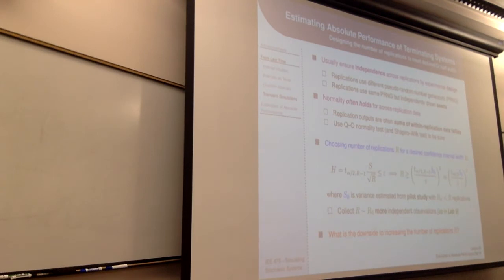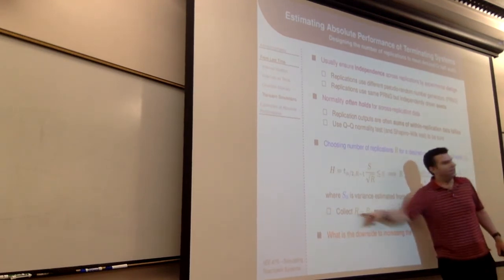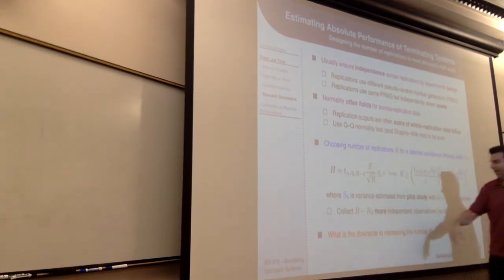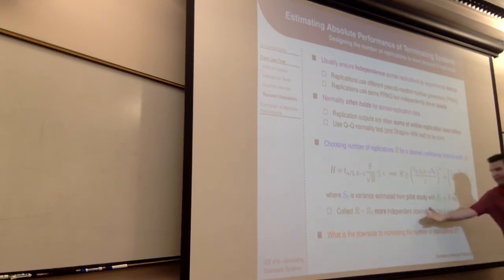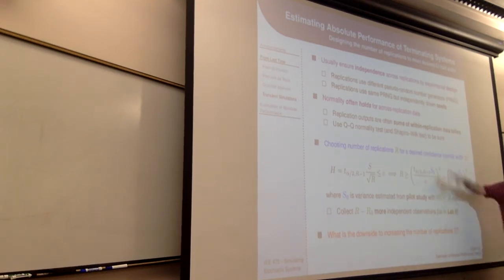So if you already ran R0, you can just run whatever the balance is. And then those will be more independent observations that should hopefully bring your confidence interval down. It doesn't always work perfectly because you might have got unlucky in your pilot study and it might have looked like less variance than it actually is, but it'll at least get you closer. And then from that, you can figure out, oh, I might need to run 5 more. So does that make sense?